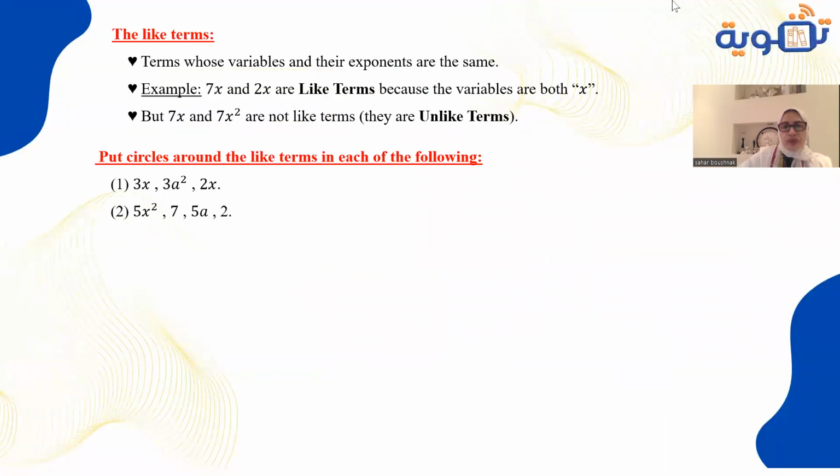Like terms. Like terms mean they have the same variable and the same power. Same variable and the same power. Like 7x and 2x. Like here, 3x and 2x. Just a moment. 2x and 3x. 7 and 2. They are unlike terms if they are 7x and 7x to the power 2.